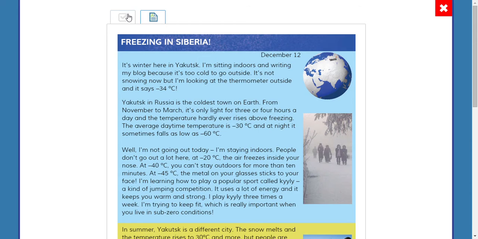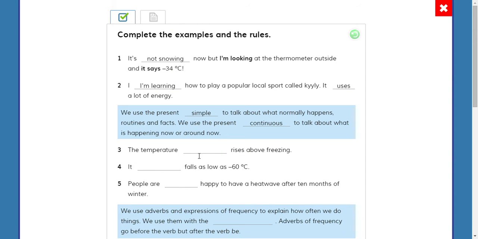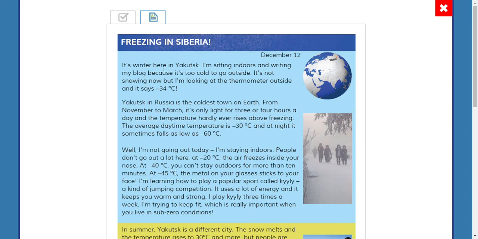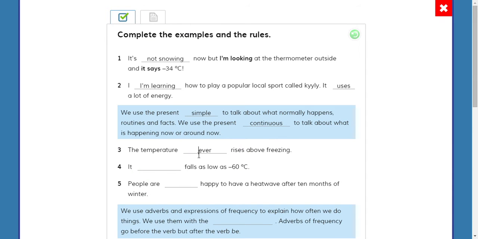The temperature hardly ever rises above freezing. Not ever, hardly ever. Okay? Hardly ever rises above freezing. It falls as low as minus 60 degrees centigrade.